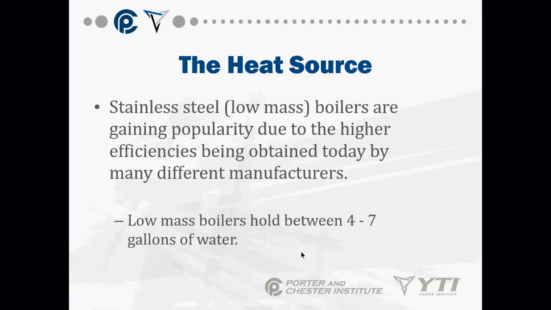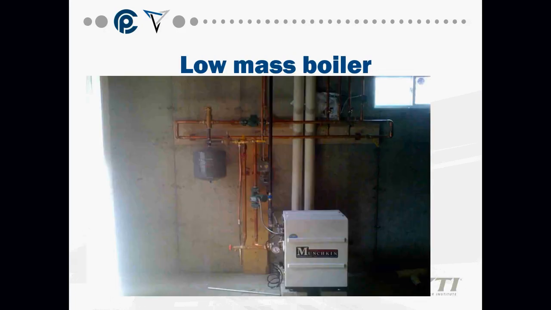Okay, stainless steel low mass boilers are gaining popularity due to the higher efficiency being obtained today by many different manufacturers. These types of boilers usually will have about 4 to maybe 7 gallons of water in them. Such as that guy, the little Munchkin. That's where a lot of the stuff is going. We have wall mount boilers today where we literally can mount them right on the wall, and they're heating homes, raised ranches, colonials, stuff like that, and doing it with much less water.